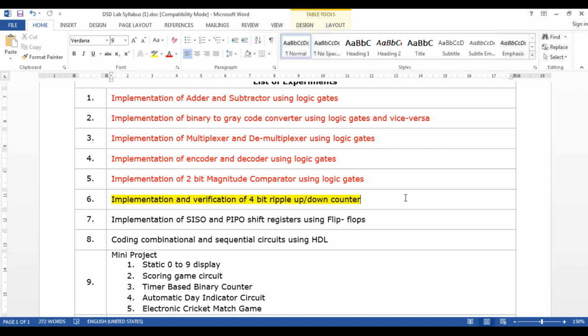A ripple counter is nothing but an asynchronous counter. I think you all know, the other name for a ripple counter is asynchronous counter. So now we are going to design a 4-bit asynchronous up/down counter using Logisim software. This is our objective, or our aim. Take down today's experiment: implementation and verification of 4-bit ripple or asynchronous, both are the same, up/down counter.